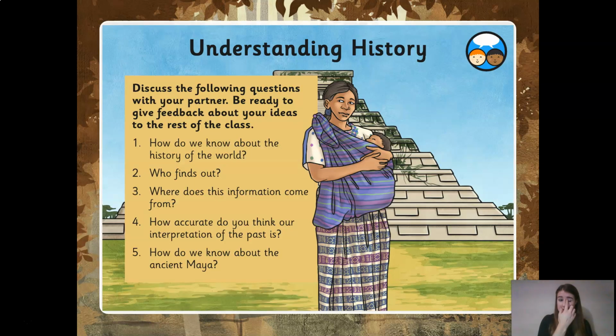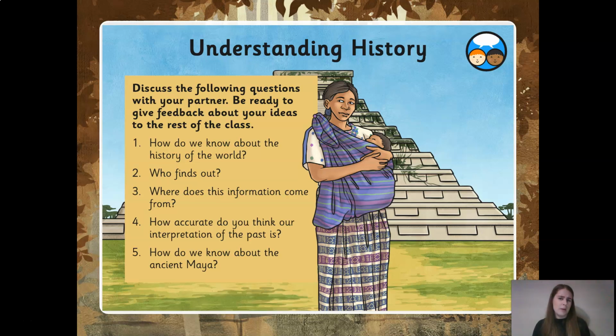So let's discuss the following questions. If you're with your partner at school, have a go at answering these questions between you. If not, and you're at home on your own, have a think about some answers to this question and jot down some ideas. So how do we know about the history of the world? Who finds that information out for us? Where does that information even come from? How accurate do you think our representation or interpretation of the past actually is?